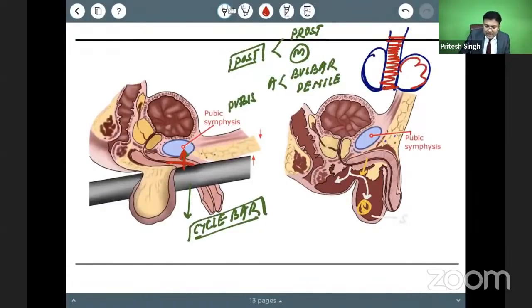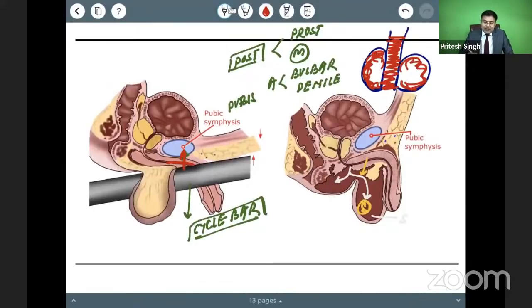So can you tell me what is the shape of this hematoma, everyone? Hematoma involving shaft of penis, bilateral scrotum. What is the shape of this hematoma? Very good, Muhammad. It is butterfly. It is butterfly shaped hematoma. Clear? Simple. So this is bulbar urethral injury.